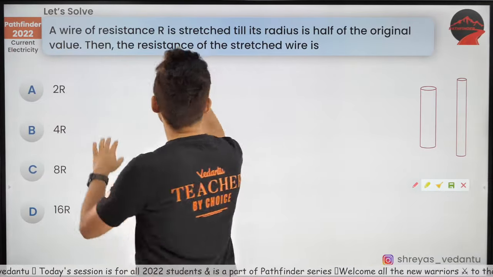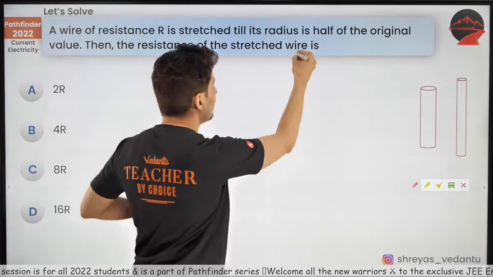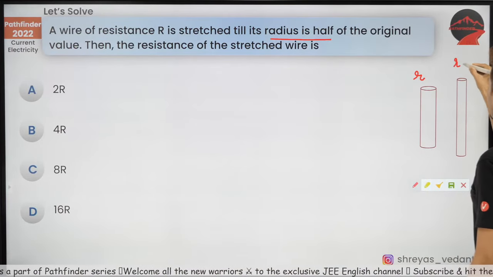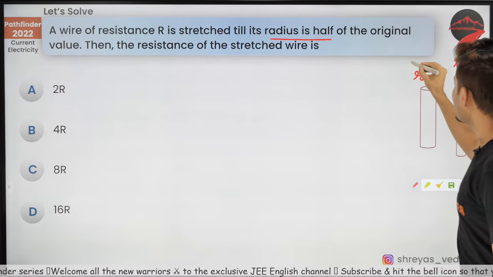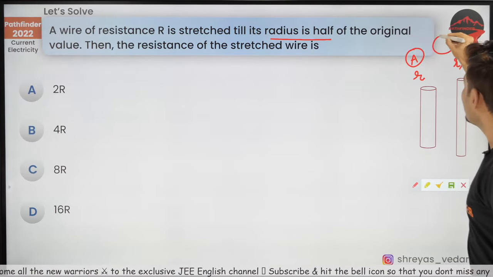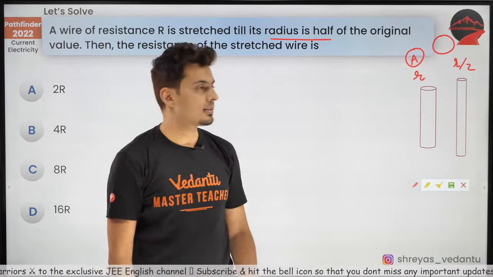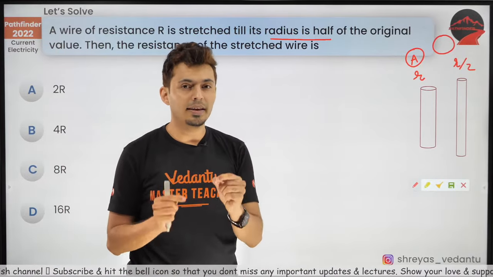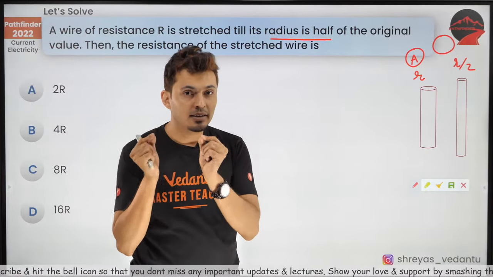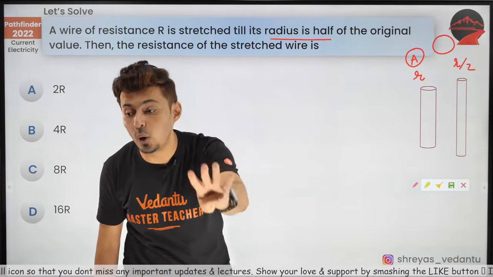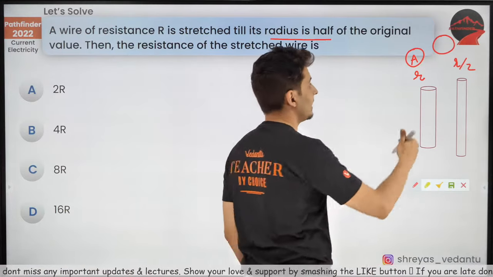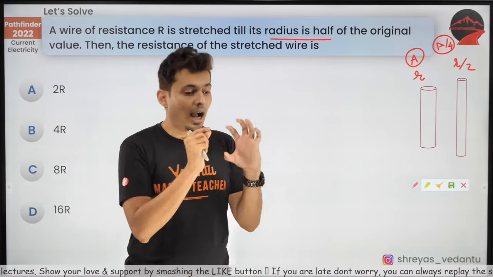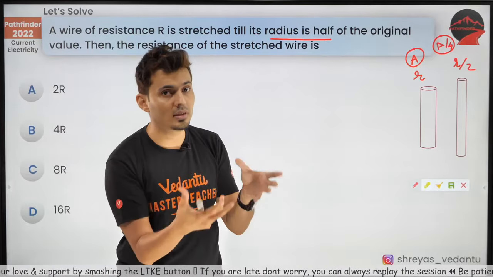Here is the logic. The radius has been made half. If the original radius was R, the final radius will be R by 2. If the original area was A, what will be the final area? Radius has become half. Do not forget, area is pi R square. If radius becomes half, area will become 1/4. So it will be A by 4.